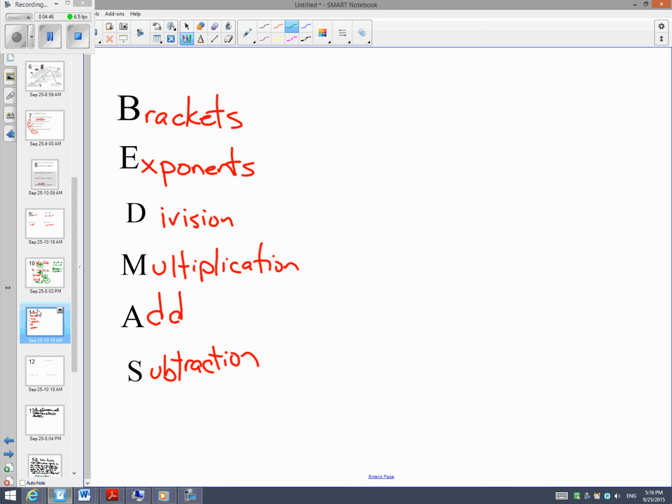We looked at this with BEDMAS: brackets, exponents, division, multiplication, addition, and subtraction, and we made one little addition to it, and we put arrows between the addition and subtraction. We put arrows between the division and multiplication.